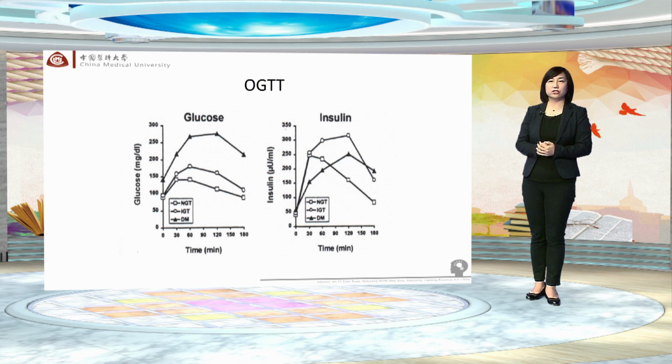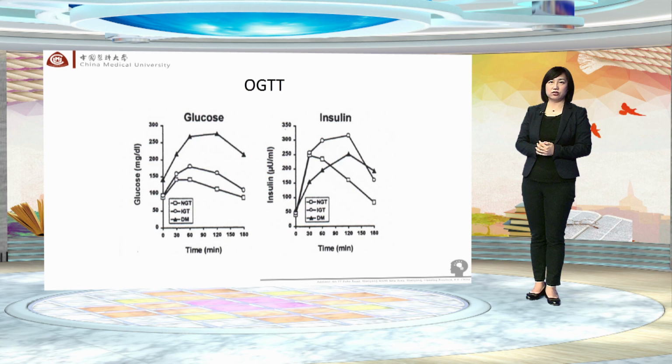The curve marked by a square is the insulin secretion curve of a normal person. The insulin secretion curve is consistent with the blood glucose curve. The insulin peak is 30 minutes to 60 minutes after taking sugar, and the insulin level drops to the baseline level at 180 minutes. The circular mark is the insulin secretion curve of IGT patients. The insulin level is obviously increased, and the secretion peak is delayed.